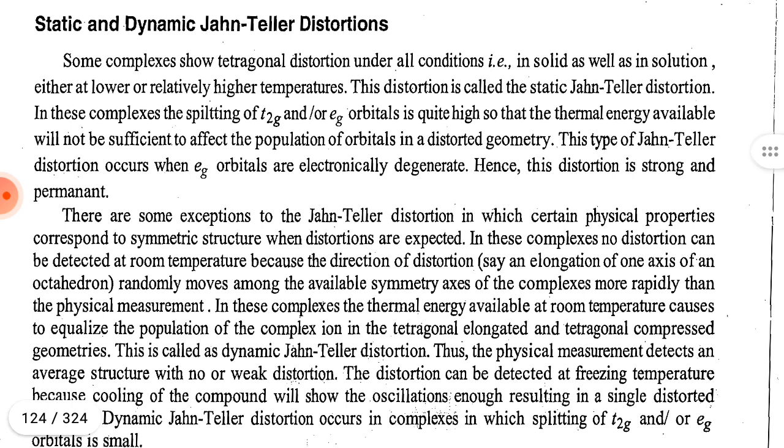Static and dynamic Jahn-Teller distortion. Some complexes show tetragonal distortion under all conditions, that is, in solid as well as in solution, either at lower or relatively higher temperature. This distortion is called the static Jahn-Teller distortion. In these complexes, the splitting of the T2g and/or Eg orbitals is quite high, so that the thermal energy available will not be sufficient to affect the population of orbitals in a distorted geometry. This type of Jahn-Teller distortion occurs when Eg orbitals are electronically degenerate, since the distortion is strong and permanent.